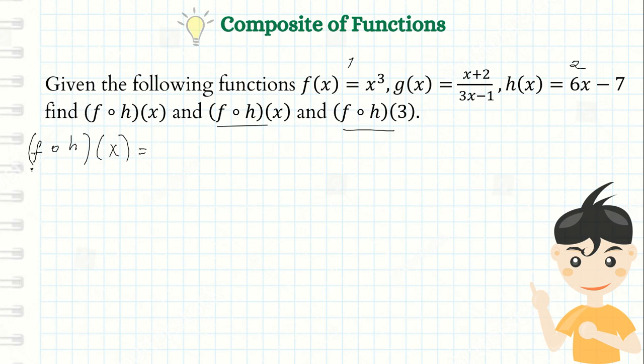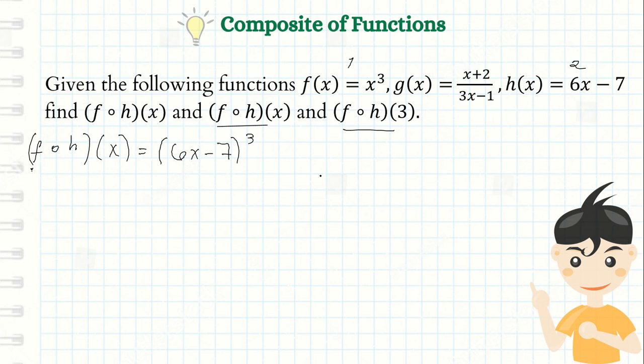Lahat ng makikita nating x kay f, papalitan natin ng 6x minus 7. So magkakaroon po tayo dito ng, hold on, nawala yung mouse, okay. Magkakaroon tayo ng 6x minus 7, okay, raised to 3. Okay, and kagaya ng ginawa natin before, by the use of the binomial theorem, i-expand po natin siya.